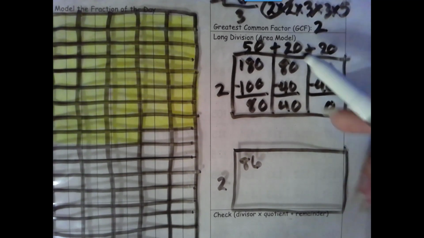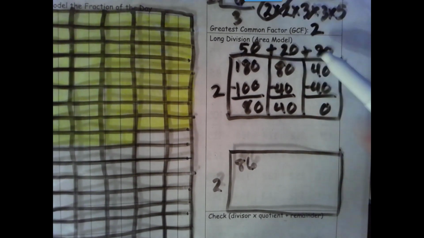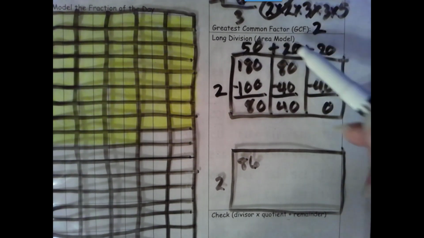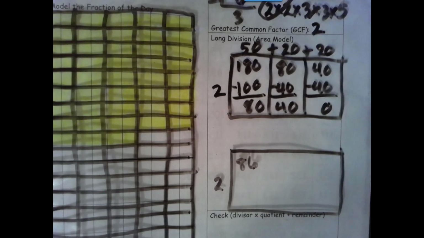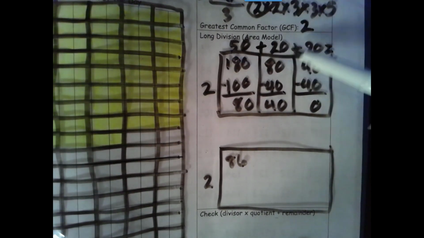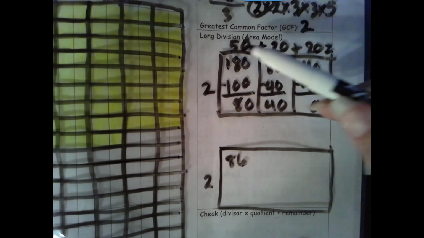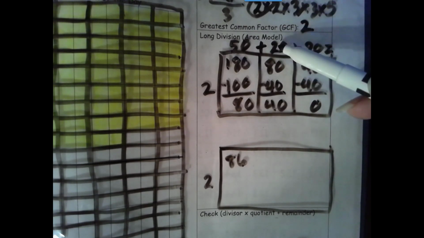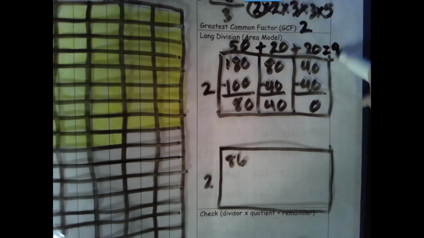Now you may have gotten there sooner. You may have already recognized that 90 times 2 works, or that 40 times 2 would work here. Just know that whatever you can do will get you to the right answer. 50 plus 20 is 70, plus 20 is 90.